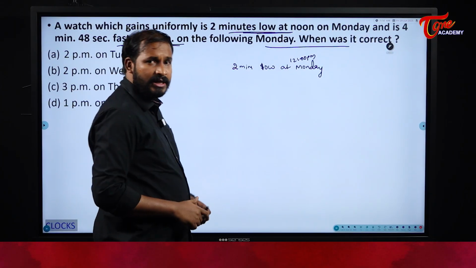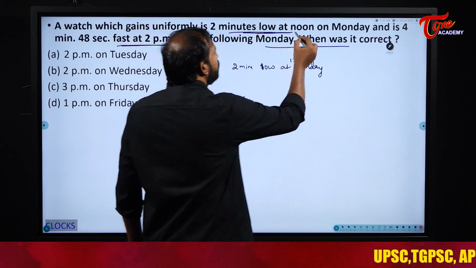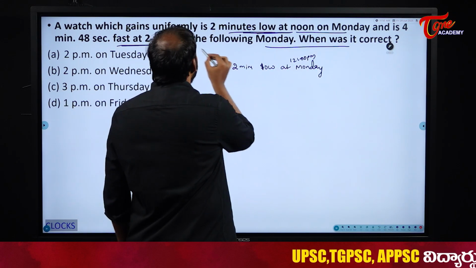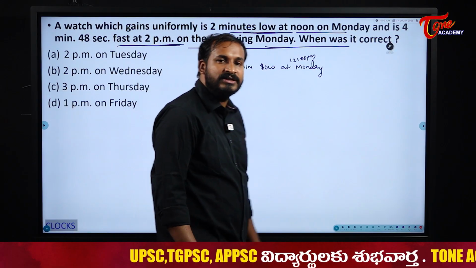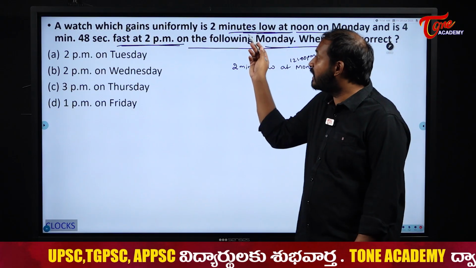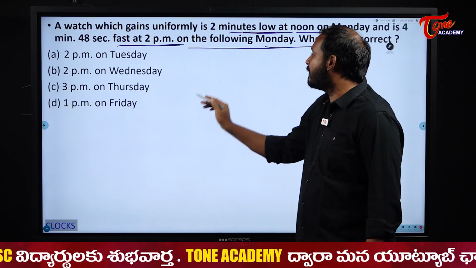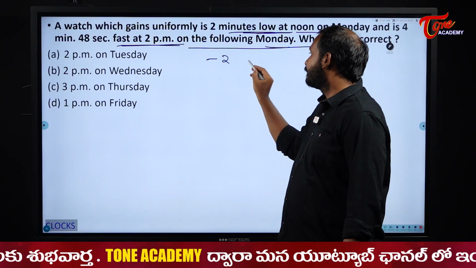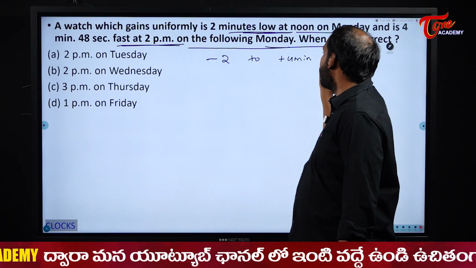Now, tell me how much the watch gained, how much time from 12 p.m. on Monday to the following 2 p.m. on the following Monday. How much time did it gain? From 2 minutes slow, it moved to 4 minutes 48 seconds fast. That means what actually is happening here, from -2 it is changed to what? Plus 4 minutes 48 seconds.